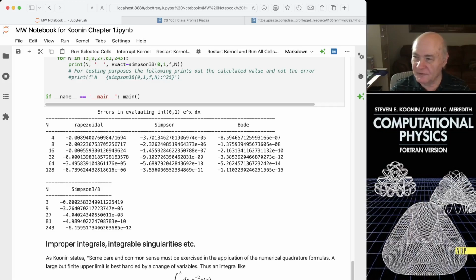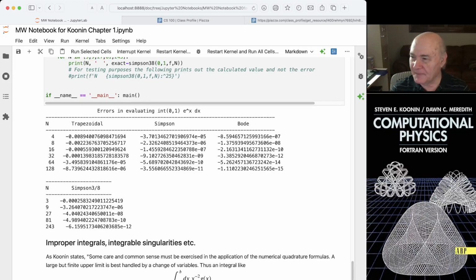Trapezoidal, it takes 128 points before you get an accuracy of about 10 to the minus 6. With Simpson, you get that kind of accuracy right away at about 8 points. With Bode, you get that accuracy with 4 points. So it just shows you how strong these other formulas are. And eventually, like you can see with Bode, you hit the precision limit very quickly at about 128.